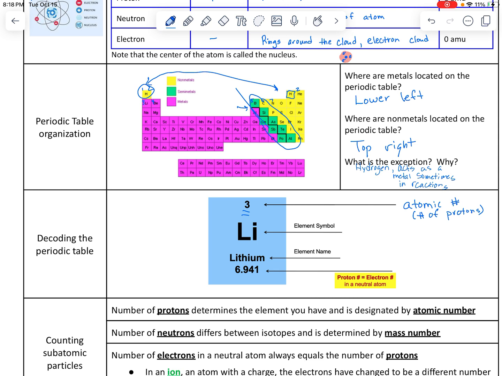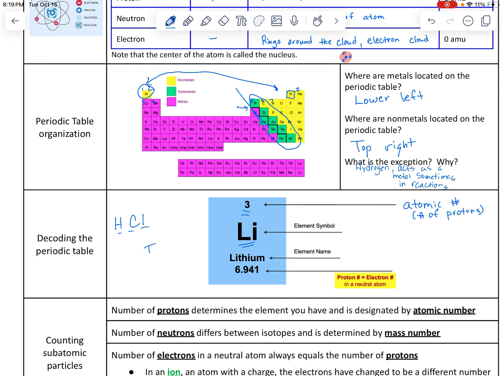So the element symbol is just a symbol. A couple things about the element symbol to keep in mind. The first letter is always capitalized. The second letter is always lowercase. So when you're looking at something like HCl, sometimes students ask, is this HCI? No, it's HCl. That's a lowercase l. You have to be really specific.